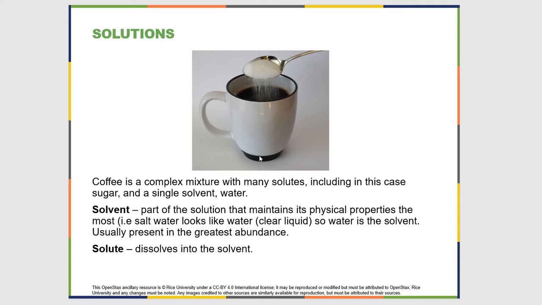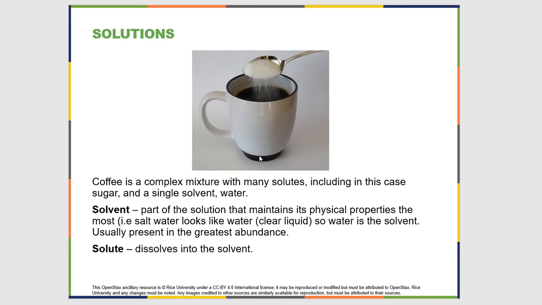If you take salt, which is a white powder, and you dissolve it in water, which is a clear liquid, you make salt water. Salt water is also a clear liquid. Salt water looks a heck of a lot like water. So therefore, in salt water, water is the solvent and salt is the solute because the salt loses its physical properties. Salt water is not a white powder. So that's basically how it works.